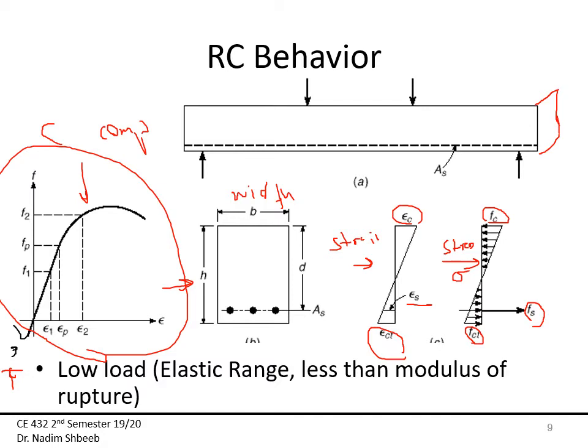This is going to be explained to you in three ranges, I guess. The first one is what we call low load, which means I'm still in the elastic range, and less than the modulus of rupture. The modulus of rupture, which I usually call f_r, is the strength of concrete in tension, which is this value right here. As I'm applying a very low load, if I am not going above this rupture stress, you will see no cracking over here, which means the tension is still in control, and this concrete is still in control.